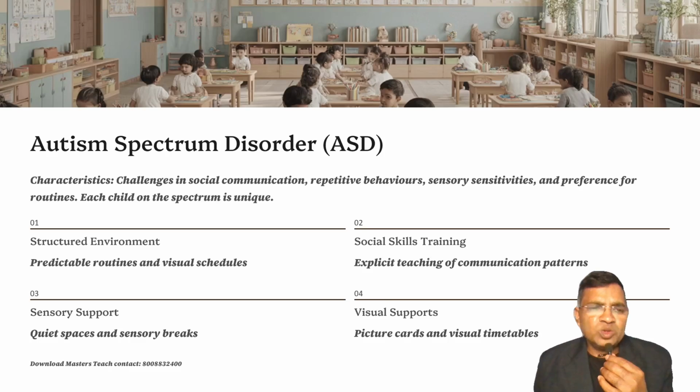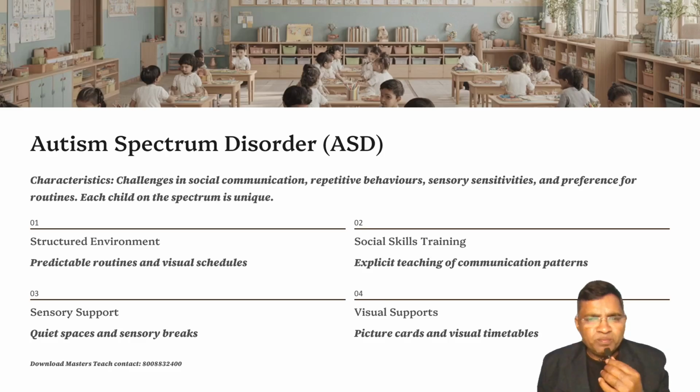So here, you can structure the environment, you can make their routines predictable, with visual schedules, and social skills training. Explicit teaching and communication patterns should be there. Sensory support, so quiet spaces and sensory breaks. They need to have visual support like picture cards and visual timetable. So this is for autism spectrum disorder.